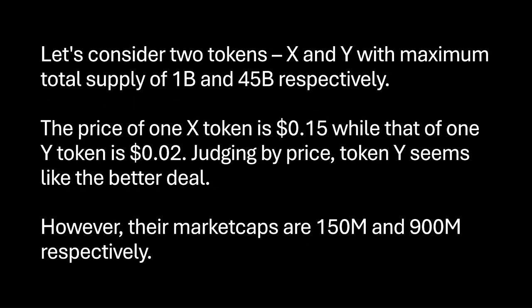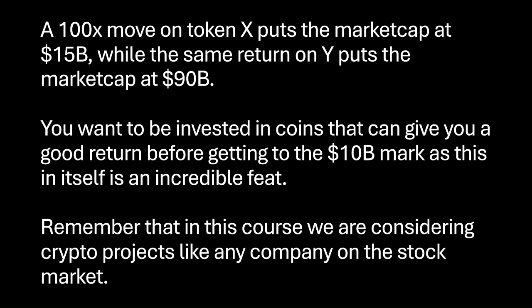Let's consider two tokens, X and Y, with maximum total supply of 1 billion and 45 billion respectively. So these two tokens have a fixed supply, right? The price of one X token is $0.15, while that of one Y token is $0.02. Judging by price, token Y seems like the better deal. However, their market caps are 150 million and 900 million, respectively. So this is $150 million and $900 million respectively. A 100x move on token X puts the market cap at $15 billion, while the same 100x return on Y puts the market cap at $90 billion.